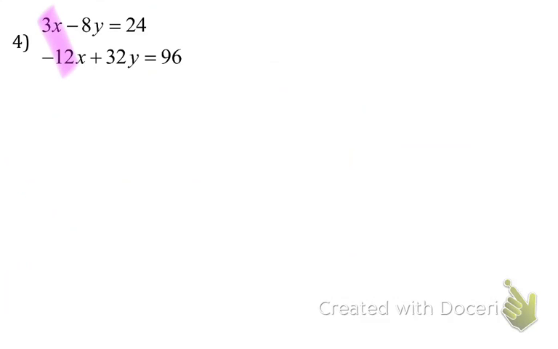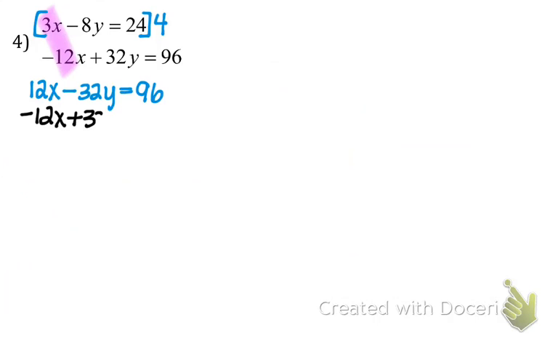So I'm going to take my first equation and multiply it by positive 4. 3 times positive 4 would be 12x, minus 8 times positive 4 would be negative 32y, and 24 times 4 is 96. I'll stack my second equation right below it because now I can go ahead and add.